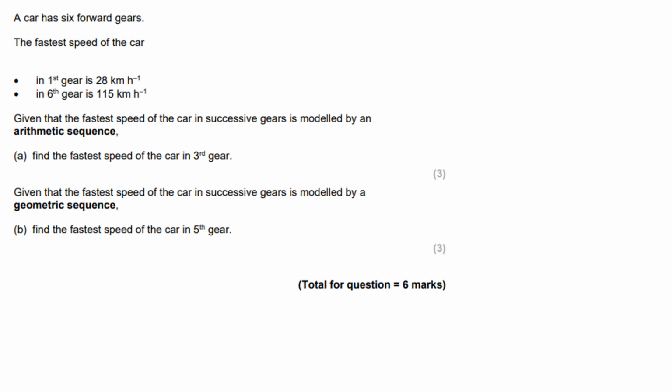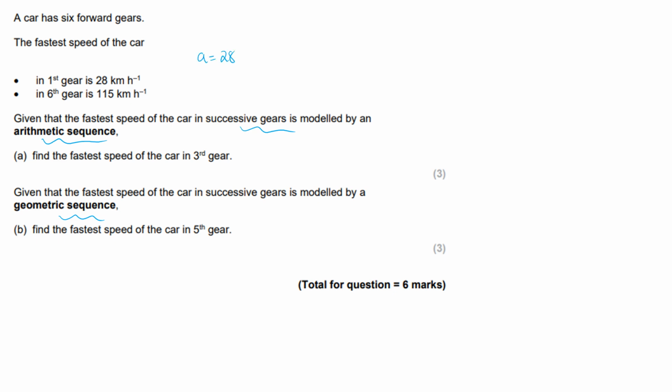In this question, we are modelling the fastest speed you can go in each of the gears as you work your way up the gears in a car by an arithmetic sequence first and then a geometric sequence. And we're told that the first gear, the fastest speed you can go in that, is going to be 28. So that's telling us that A is 28.